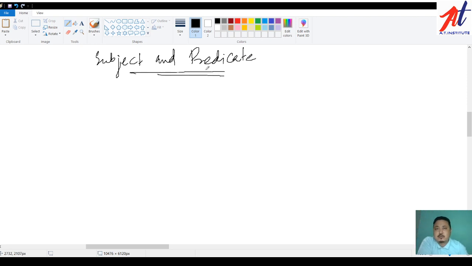Okay. So before we start, let me make you understand that subject and predicate are an integral part of a sentence. Every time you want to form a sentence, every time you want to speak a sentence or write a sentence, without subject and predicate, there can be no sentence. That is what I want people to understand. Okay. Subject should be there in a sentence, predicate should be there.